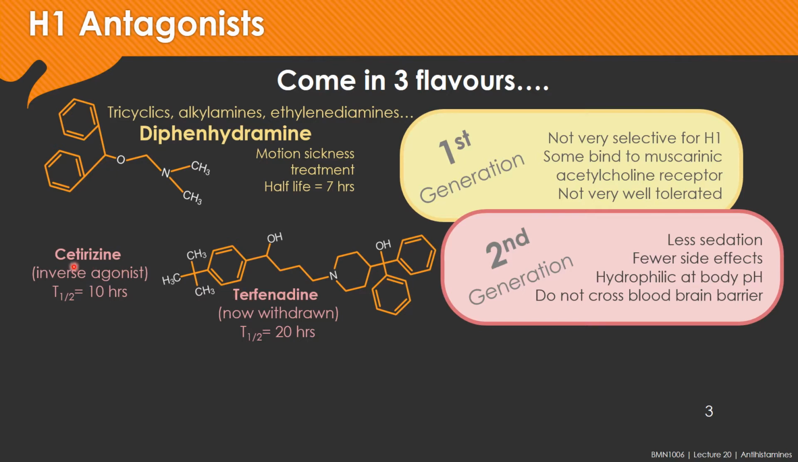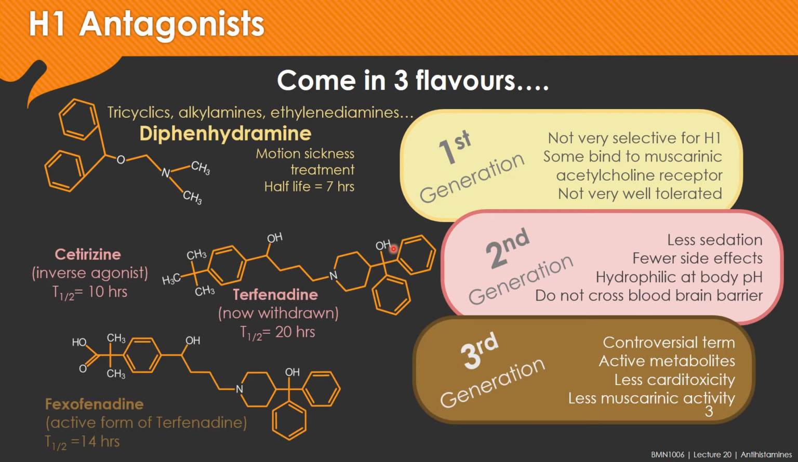Cetirizine is actually an inverse agonist, so it reverses the effect of the H1 receptor. So it's a stronger drug than the antagonist, and it also has a shorter lifespan of about 10 hours. Terfenadine, on the other hand, has been withdrawn from the market because it is toxic to the heart. But look at its half-life. It is about 20 hours. So how many times do you have to take this drug in a day? Well, just once.